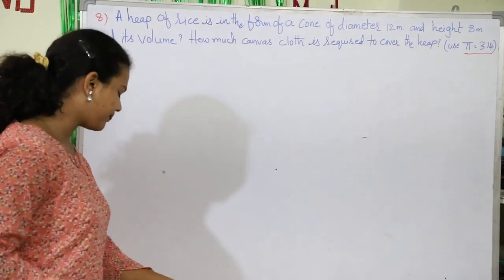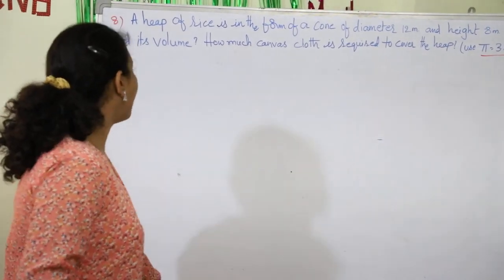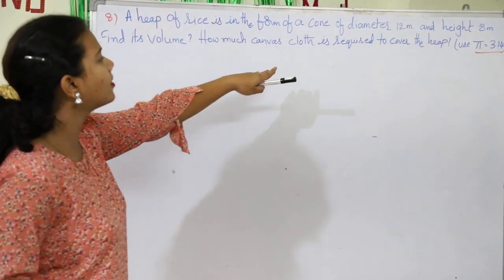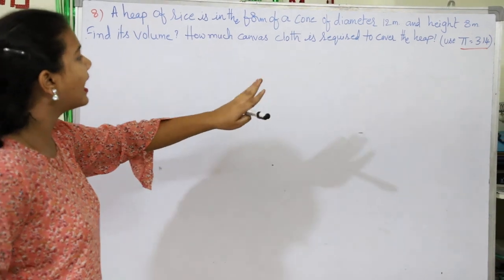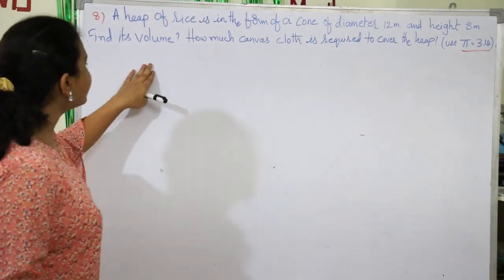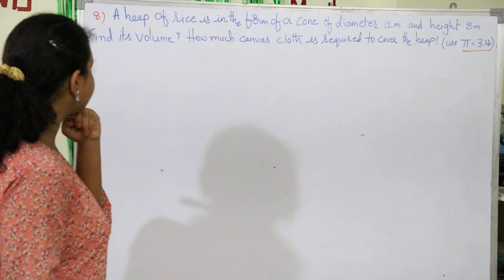So let's start with the 8th question of mensuration exercise 10.1 again. So here you have the question. A heap of rice is in the form of a cone of diameter 12 meter and height 8 meter. Find its volume. So first question they have given what?